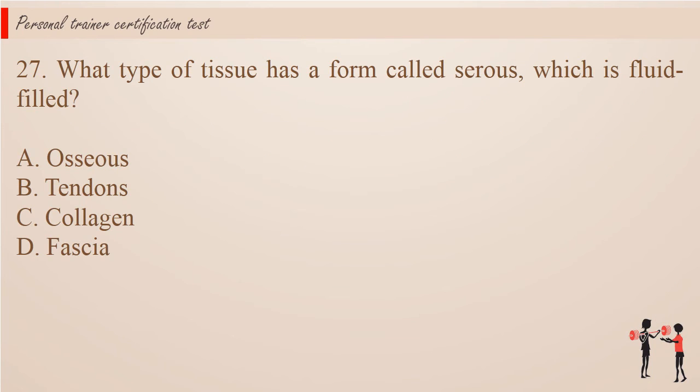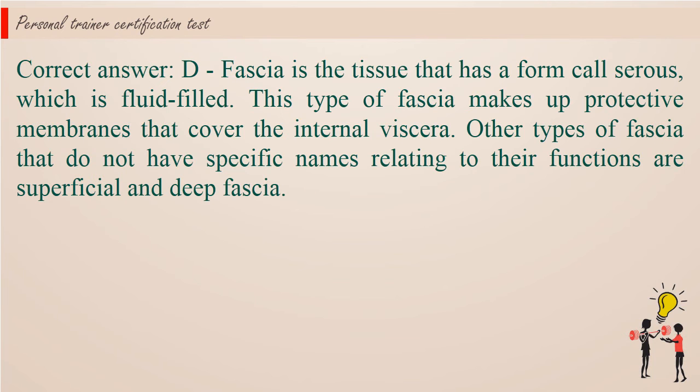Question 27. What type of tissue has a form called serous, which is fluid-filled? A. Osseous. B. Tendons. C. Collagen. D. Fascia. Correct answer, D. Fascia is the tissue that has a form called serous, which is fluid-filled. This type of fascia makes up protective membranes that cover the internal viscera. Other types of fascia that do not have specific names relating to their functions are superficial and deep fascia.